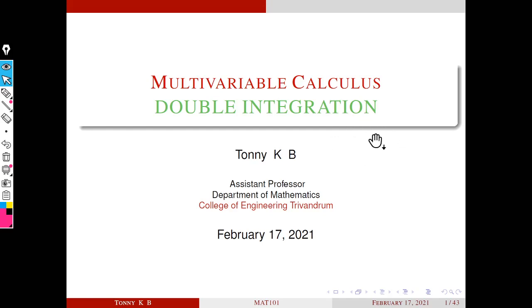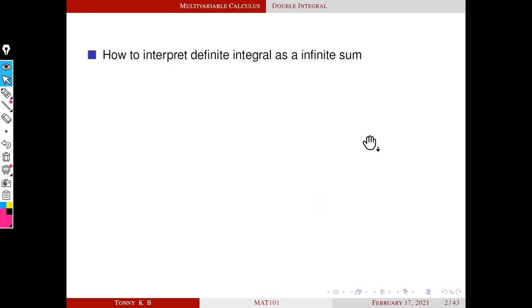Namaskaram. Today we are going to discuss double integration. Before moving to double integration, first we are going to analyze what a single integral is, especially the relation between a definite integral and an infinite sum. That means in this session, first we are going to interpret a definite integral as an infinite sum.